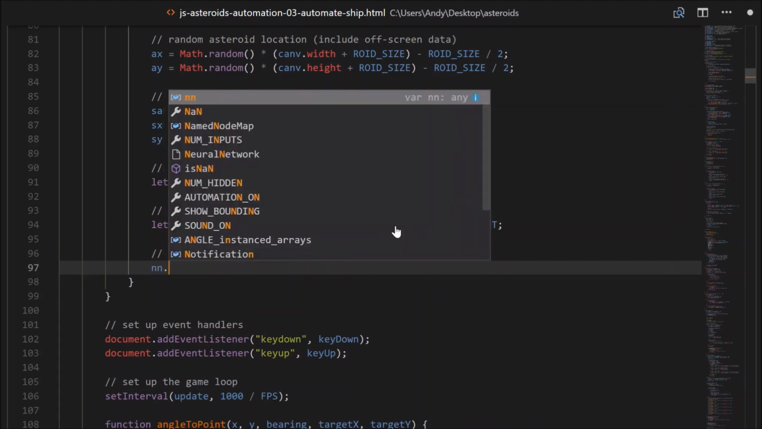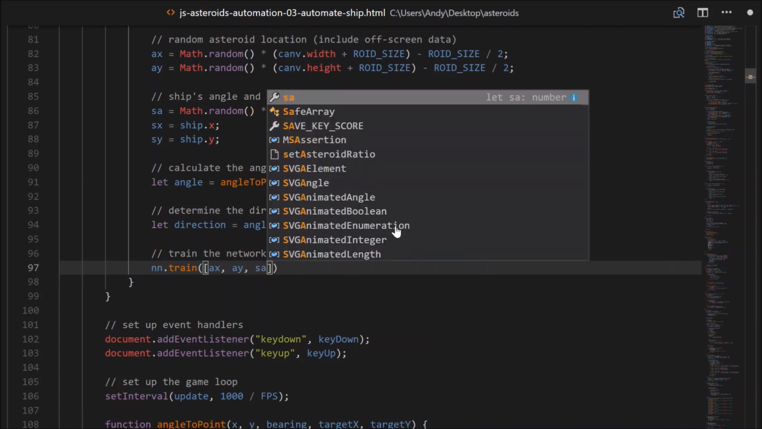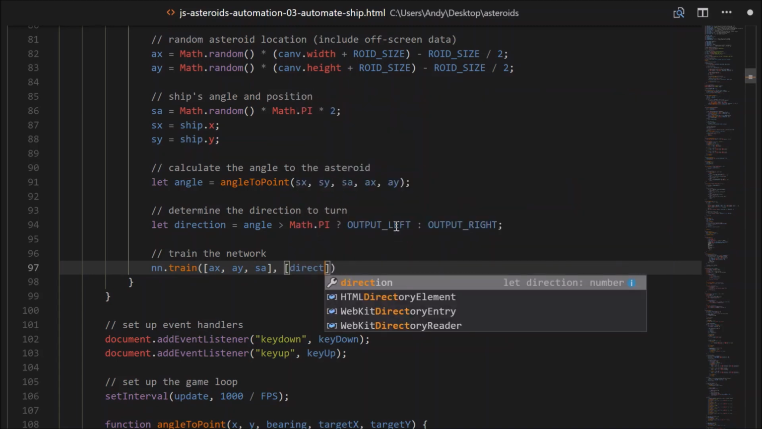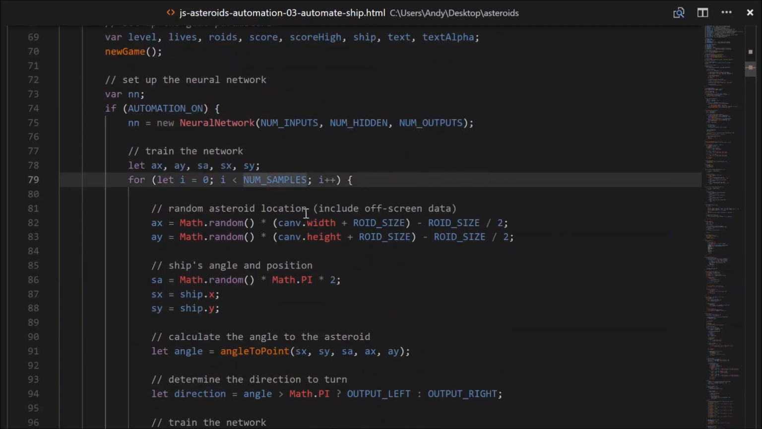So finally, we just need to train the network. So we can call NeuralNetwork.train to do that. It takes an input array. So the input array is just the position of our asteroid, AX and AY, and the angle of the ship. And the output array, the expected array, is just an array with direction in it. It's just a single length, sorry, a one length array. That's our training. So we'll be training that every iteration.